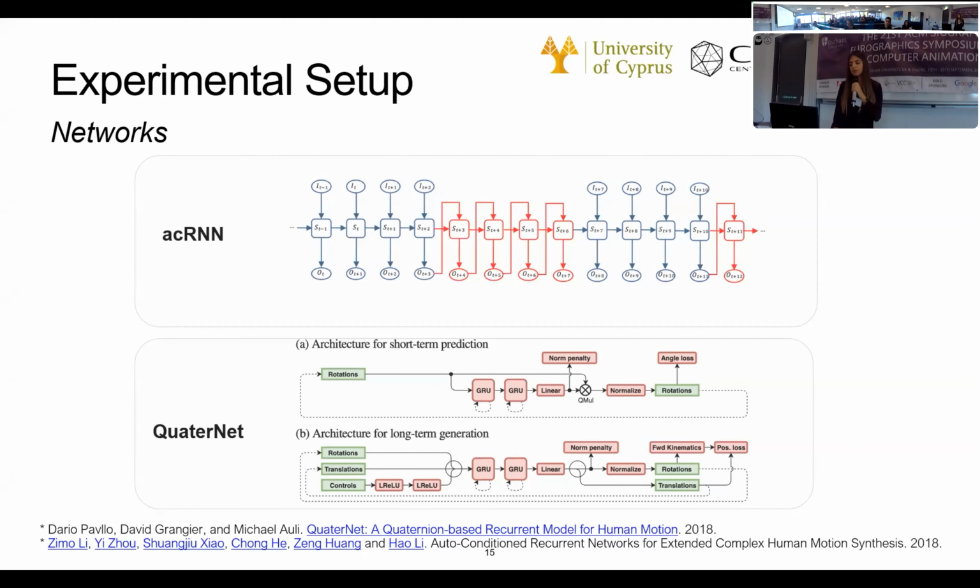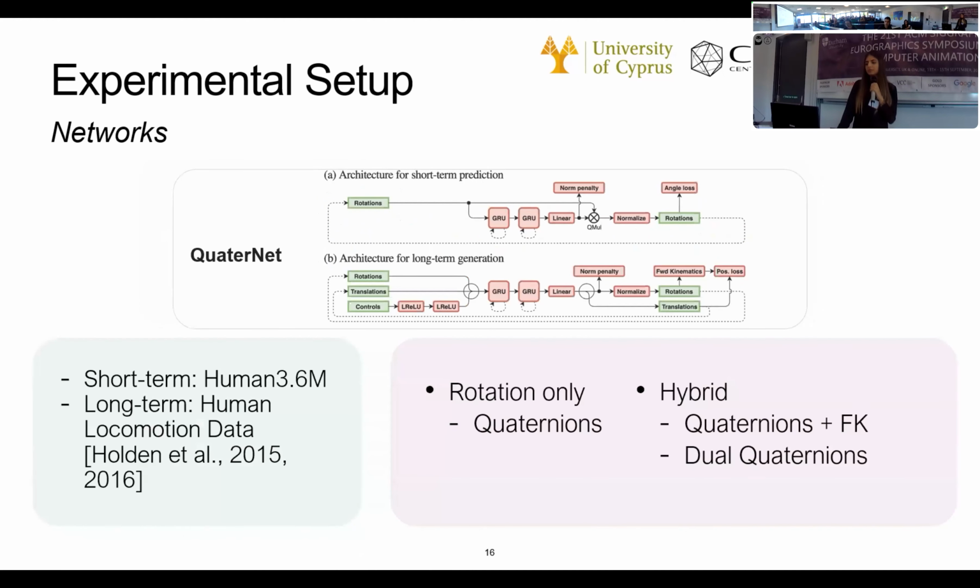Following works have also examined the ACRNN using quaternions as inputs. We also experiment with the quaternet architecture, which is particularly designed for quaternions. For the long-term task, it includes a differentiable forward kinematics layer, which is used to compute the joint positions and enables the calculation of a positional loss, which can be adopted during training. The quaternet architecture is suitable for both short and long-term synthesis. We follow the exact experimental setup used in the original paper.